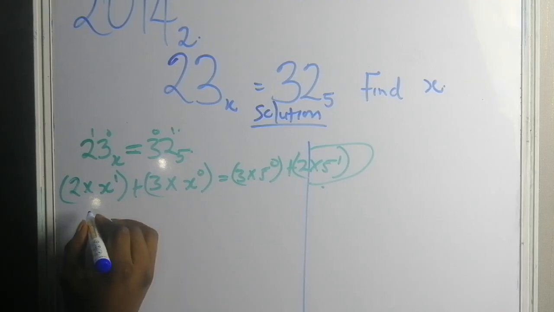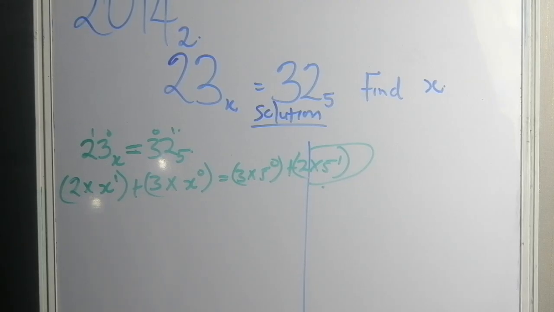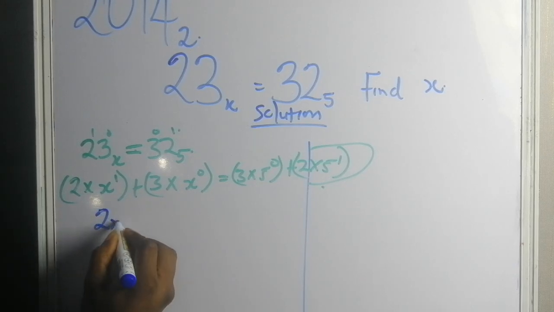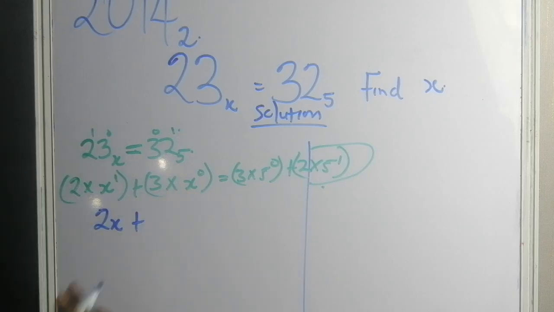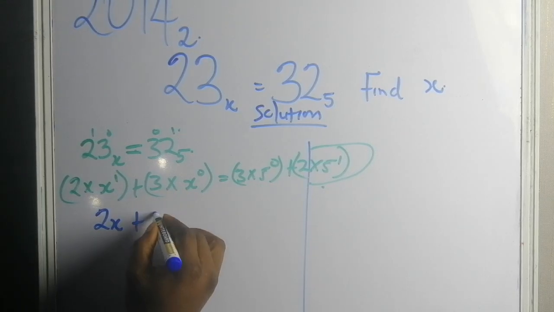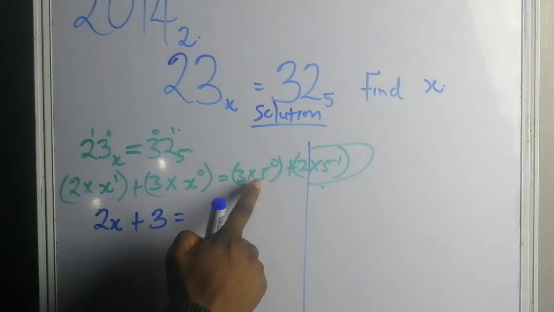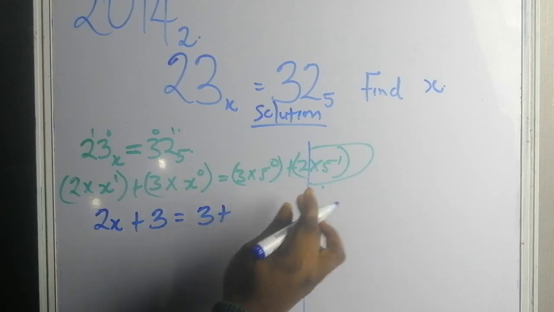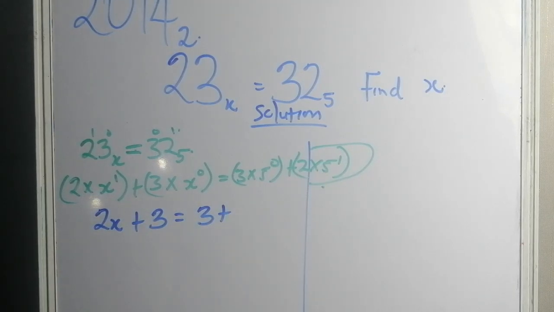That is, if you have been following all the parts shared on the number system. So 2 times x is 2x, plus 3 times x raised to power 0, and anything raised to power 0 is 1, so that is 3. On the right, 5 raised to power 0 is 1, times 3 is 3. 5 raised to power 1 is 5, and 5 times 2 is 10. What you need to do now is bring all x together.